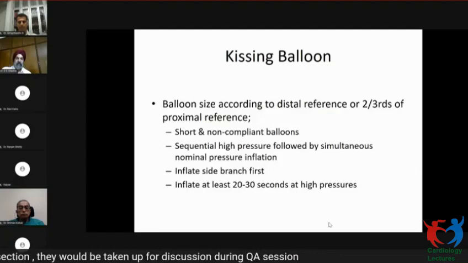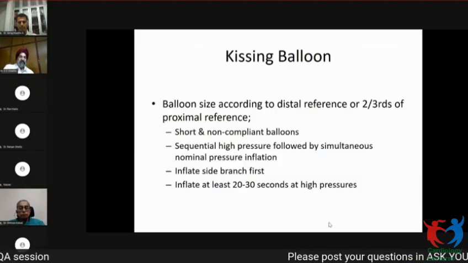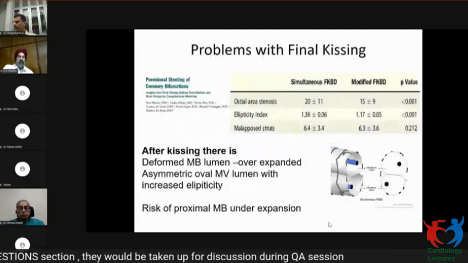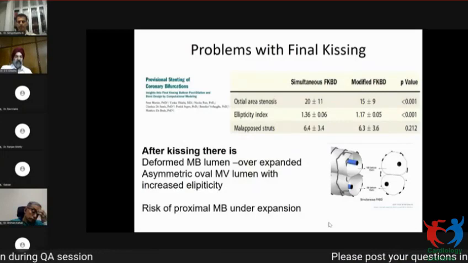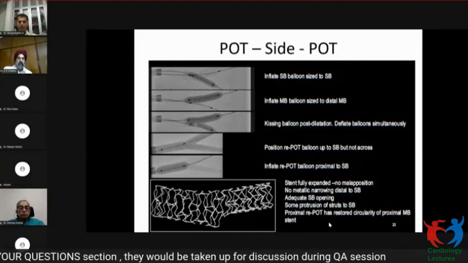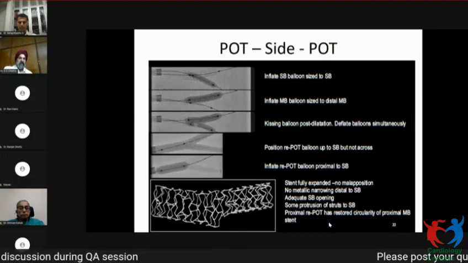And what I would like to stress here is that when you are inflating your balloons into the stents, you must stay for about 20 seconds, if not 30 seconds, because it's very important for them to be apposed well onto the vessel wall. Well, when you do a kiss, you kind of make the proximal segment elliptical. So it is nice to do what we describe now as POT-side-POT, as is shown in the slide. You finish with the kissing and then you do a first POT, then a kissing, and then you finish with the second POT so that the elliptical deformity is removed and you can make the stent round again.